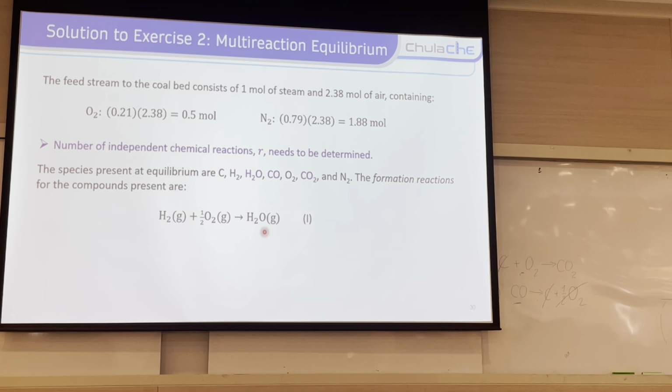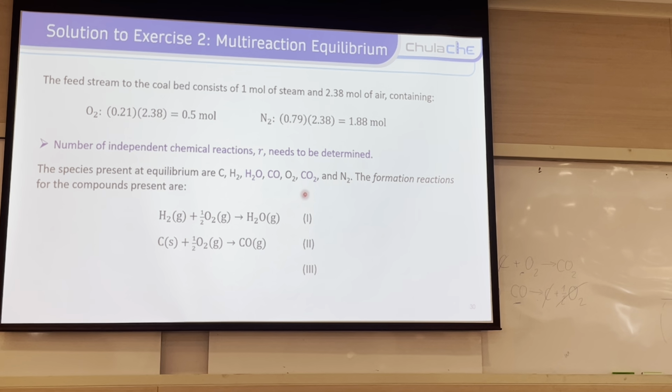The first one is water. It comes from hydrogen reacting with half a mole of oxygen here. Number 2 and number 3 are the formation reactions for the carbon monoxide and carbon dioxide. Can you try to write it? So for the carbon monoxide, it comes from carbon reacting with oxygen gas, right? And if you determine the stoichiometric number, it should use only half a mole of oxygen here.